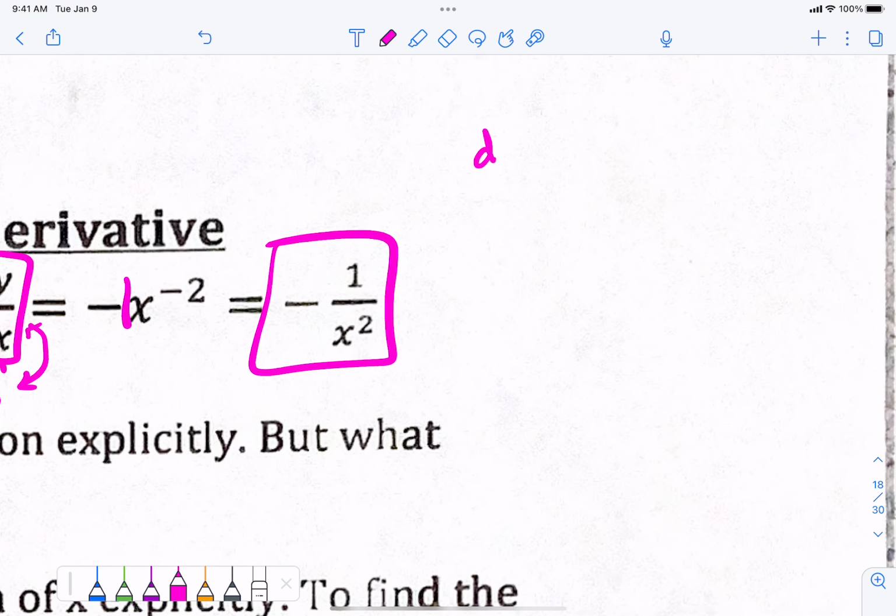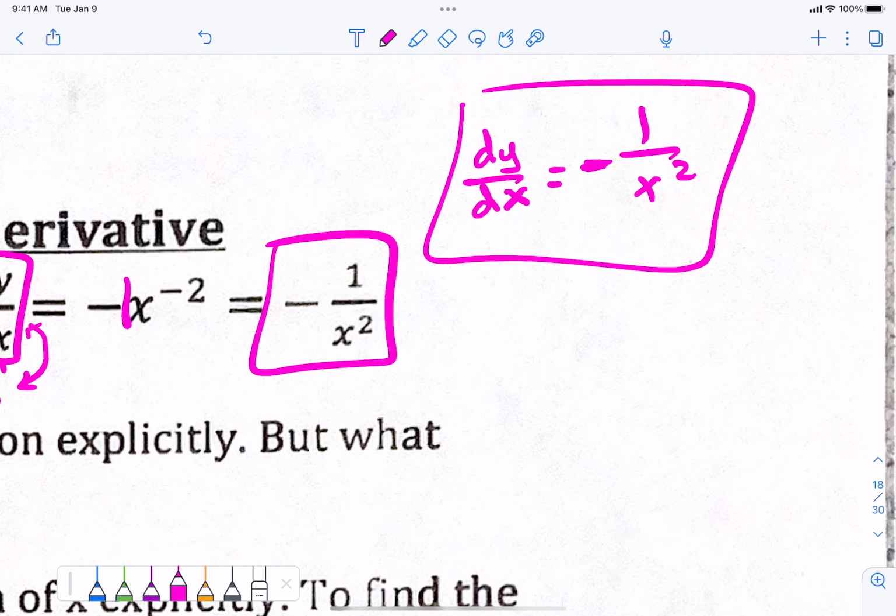That's what our final answer would be. We took the derivative of x to the negative 1 power, and that's what it would look like.